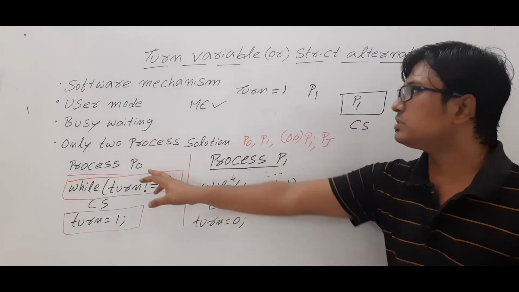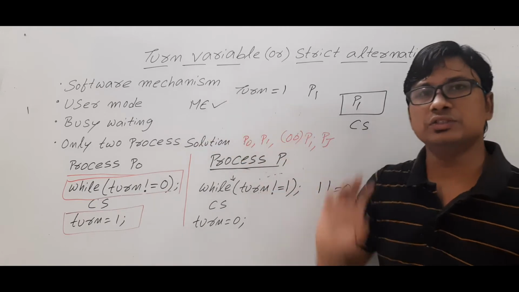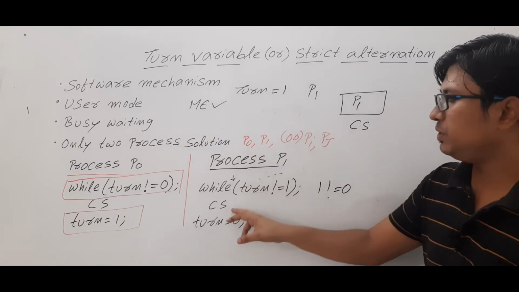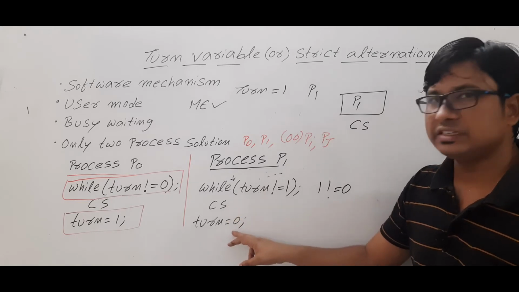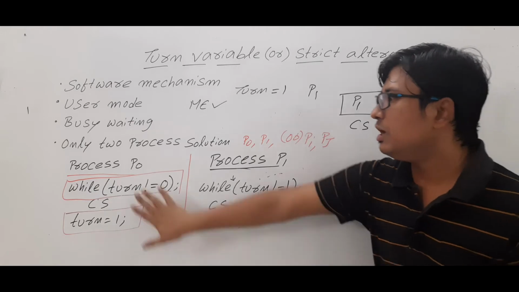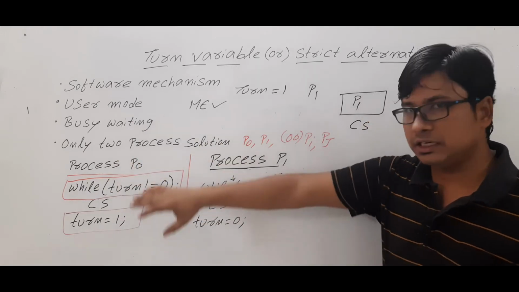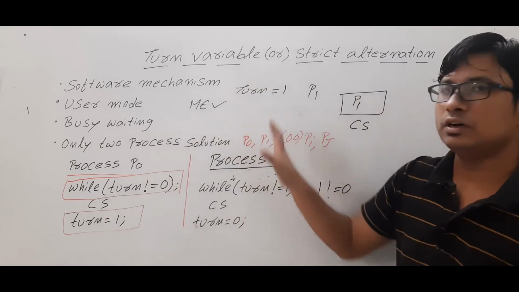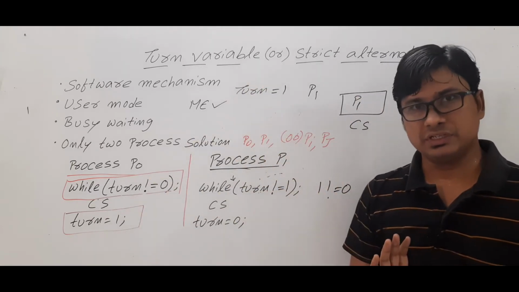So in both the scenarios, the mutual exclusion is provided. Okay, are you able to understand? When the process P1 exits from the critical section, it will make the turn value equal to 0. So when process P0 enters into the critical section and leaves the critical section, it is giving the turn to another process. Is it clear?